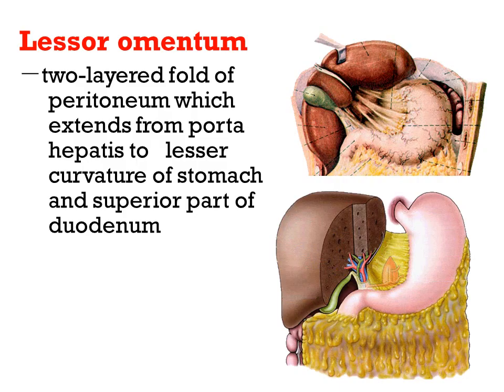You can see from this picture, very obviously, this structure extending from the lesser curvature of the stomach to the visceral surface of the liver and the first part of the duodenum. This is the lesser omentum.